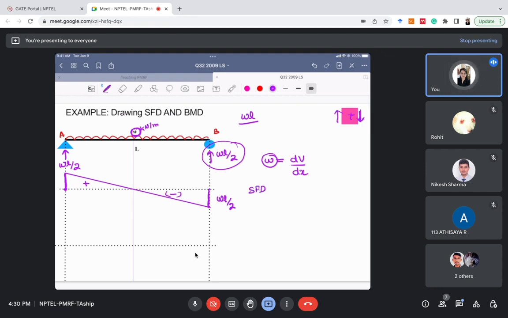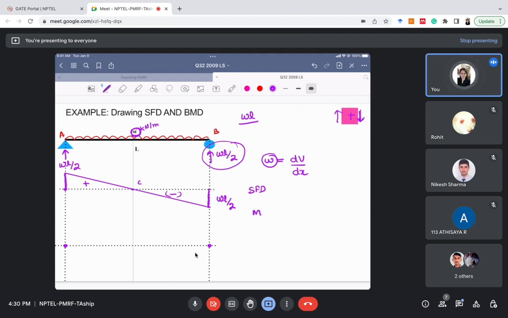So how to draw the bending moment diagram? Since it is a simply supported beam, first I know the bending moment is 0 at B. Right? Let us calculate the bending moment at C. Let us call this C.